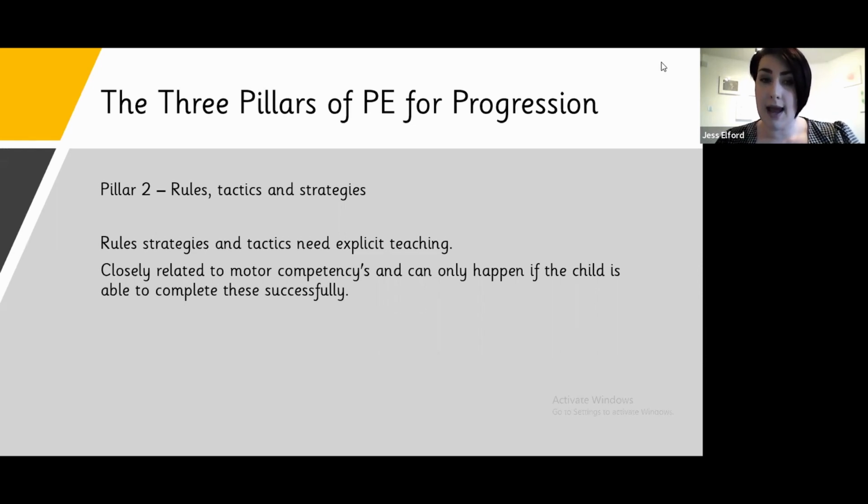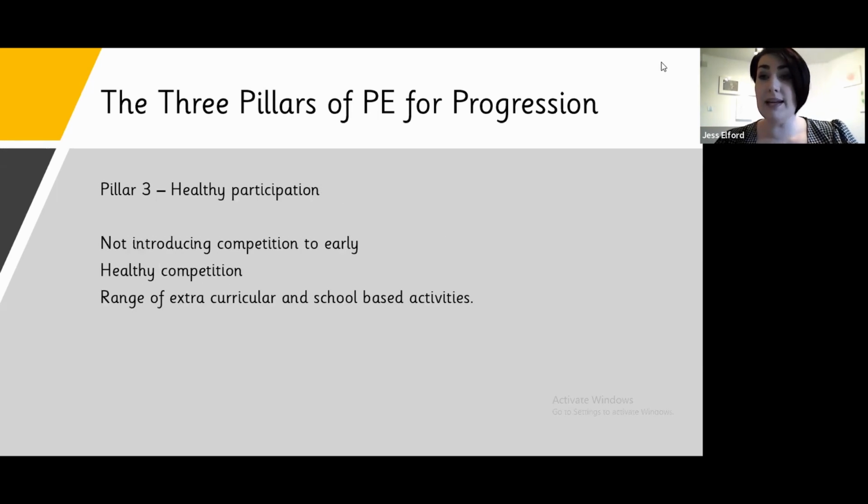They will only be able to apply these rules, these strategies, these tactics, if they can do this successfully, if they can move their body in the way they need to move it, if they've mastered those key skills. And pillar 3 is a healthy participation in sport.